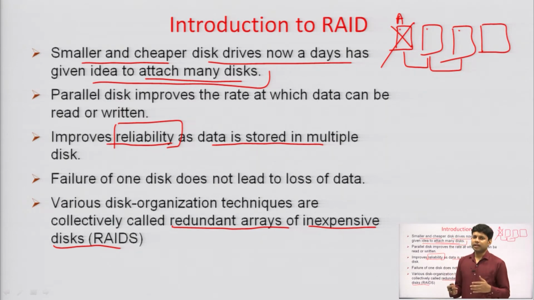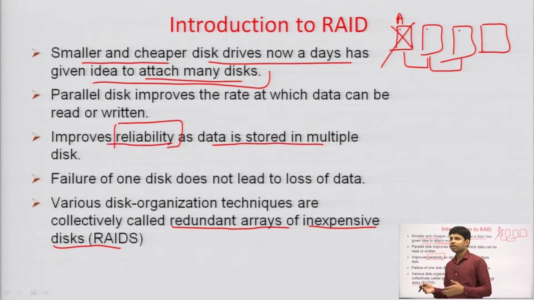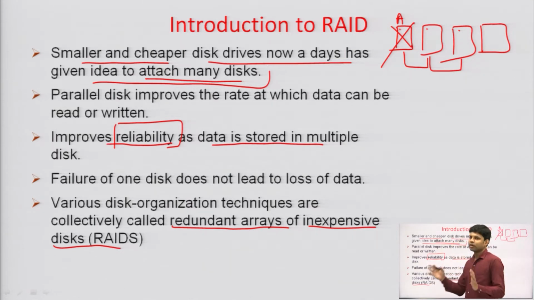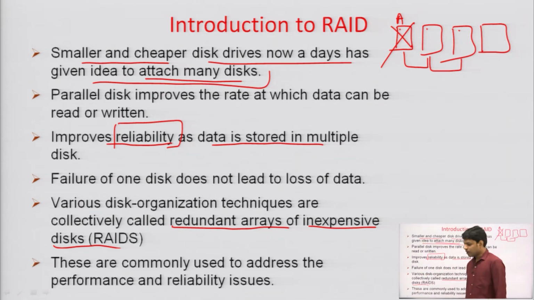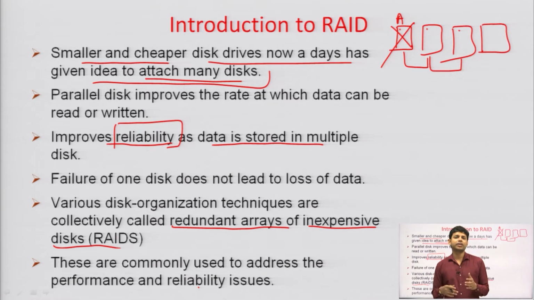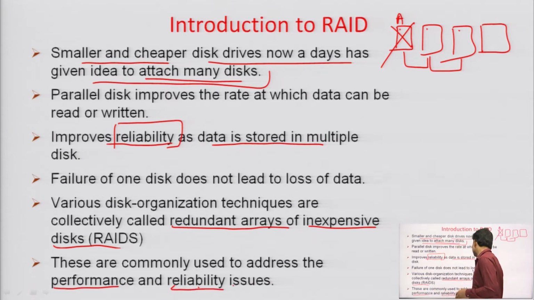Earlier it was not possible because the hard disk was very costly, but now as the disk cost has been reduced, we can use a bulk of some number of hard disks in parallel. These are commonly used to address performance and reliability issues. The main aim behind using RAID is to address the performance and reliability issues.